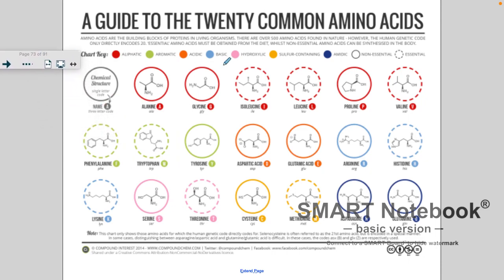Here are a guide to the 20 common amino acids. That R group, it might be ring shaped. But anyways, here they are in their glory. Tryptophan is an amino acid. Maybe you've heard of tryptophan with turkey during Thanksgiving. Lysine, where are you?